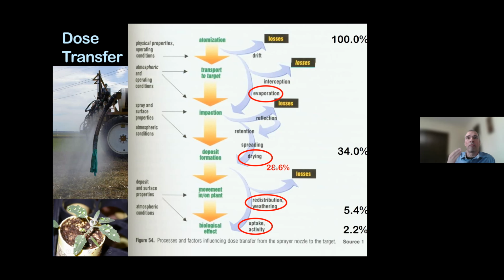And the real big barrier for herbicides to get into the plant is the leaf surface. The leaf surface is made up of waxes, the cuticle. The plant puts those waxes on to prevent water loss. Unfortunately, most herbicides have an incredibly tough time getting through that cuticle.